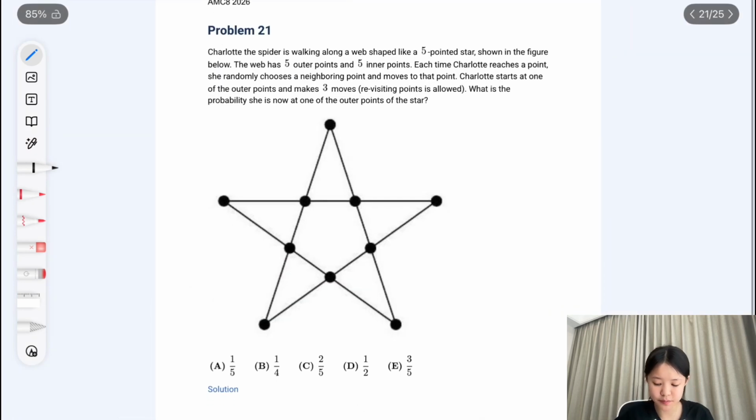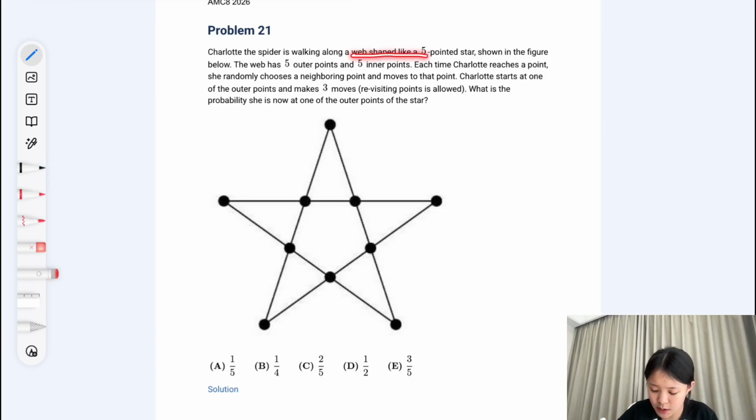So question 21. Charlotte the spider is walking along the web, shaped like a 5-pointed star, shown in the figure below. The web has 5 outer points and 5 inner points. And each time Charlotte reaches a point, she randomly chooses a neighboring point and moves to that point. So Charlotte starts at one of the outer points and makes 3 moves. Revisiting points is allowed, which is important.